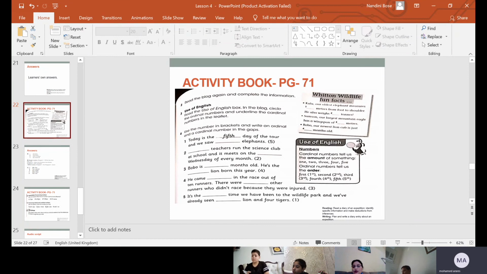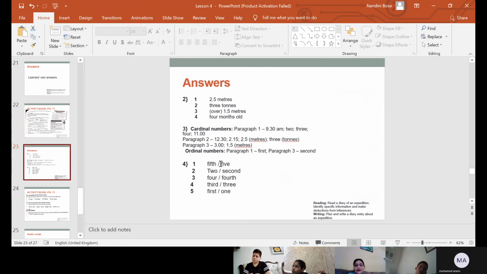Okay, now, listen, there's not a lot of time left. We will do question number three tomorrow. It will take some time. Quickly look at question four. Ignore three for the time being, look into four. It says, use the number in brackets and write an ordinal and a cardinal number in the gaps. This is how you have to do. Look here. Fifth, five.